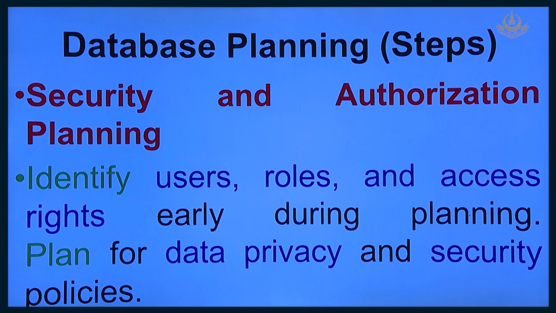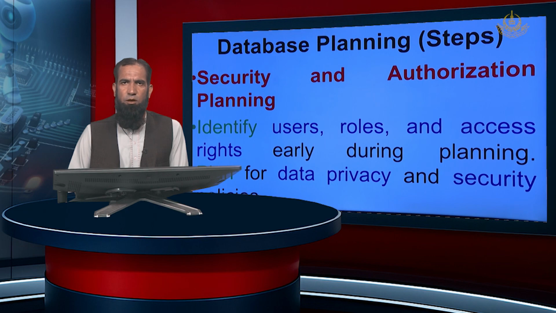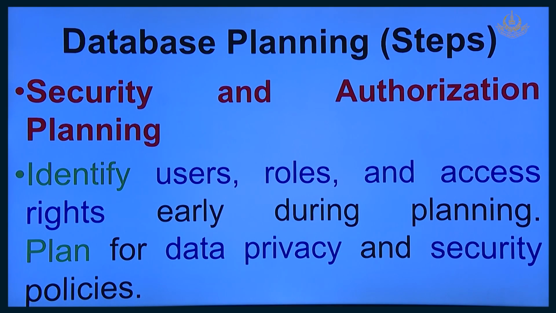The next important step is security and authorization planning. In this stage, we identify the different types of users who will access the database, the roles they will have, and the level of access rights each role requires. For example, an administrator may have full rights, while a regular user may only be allowed to view or update specific records. Next thing is roles and rights.